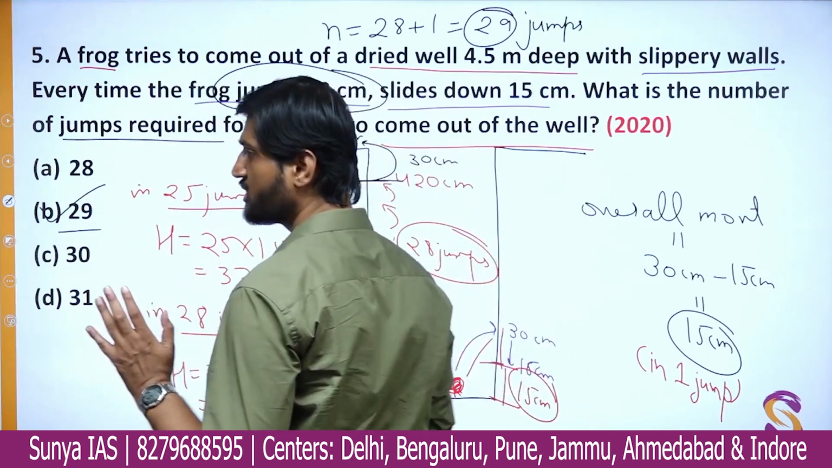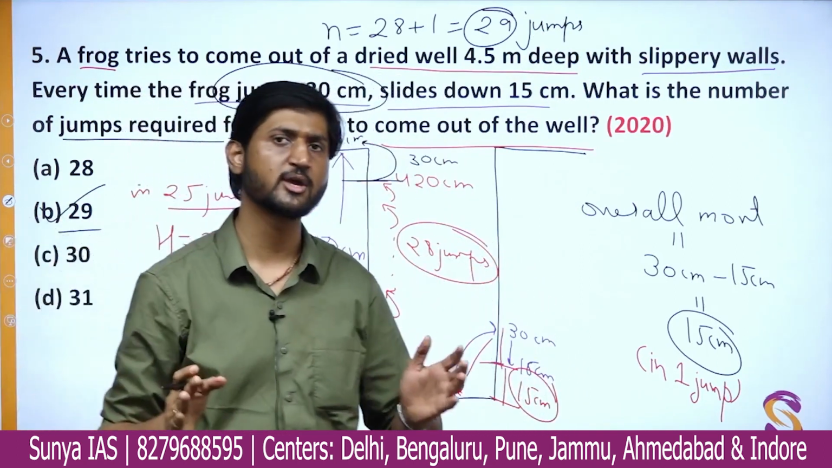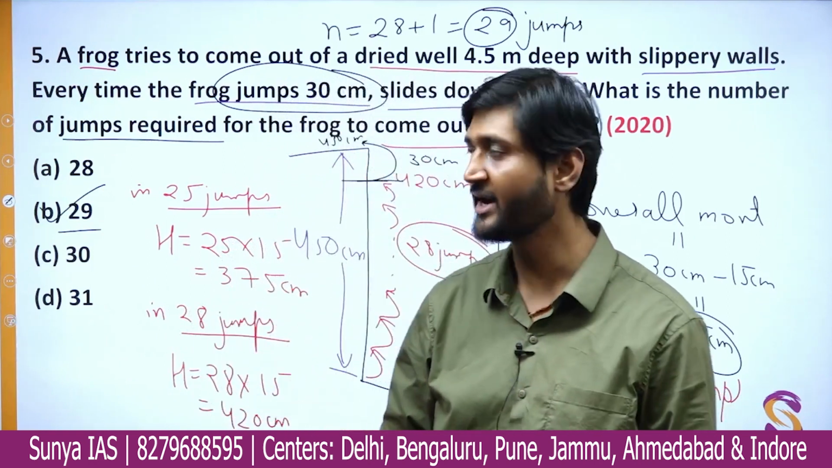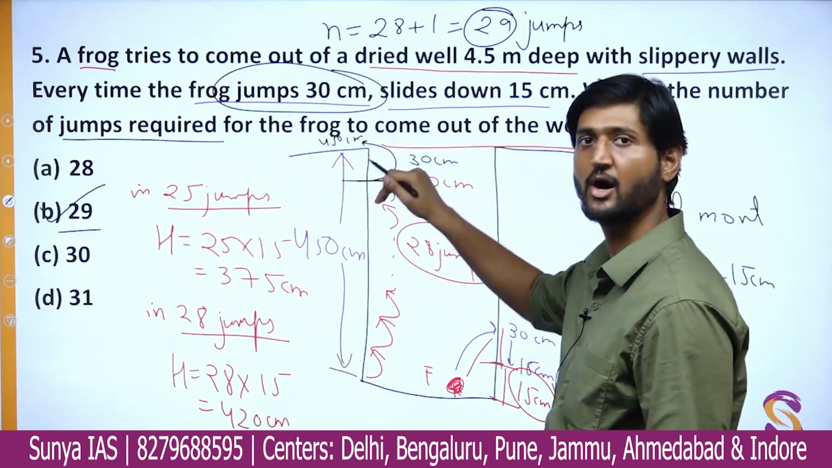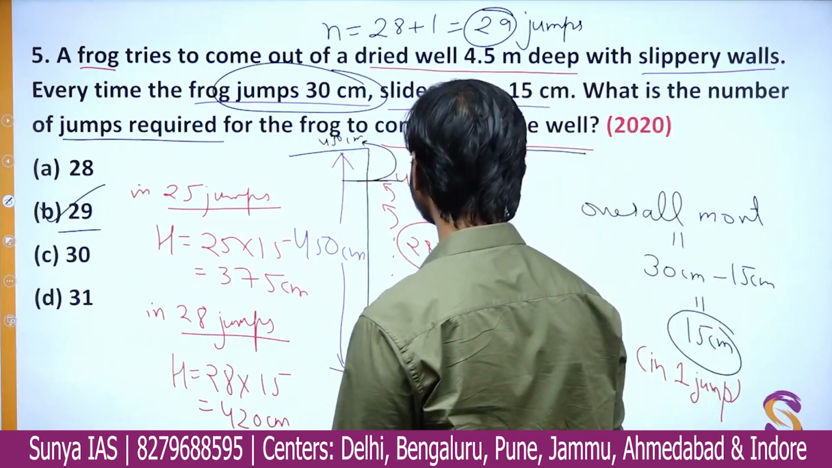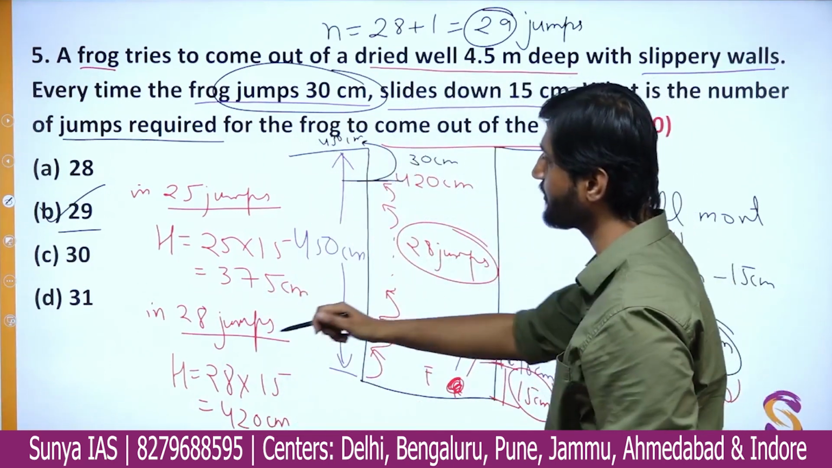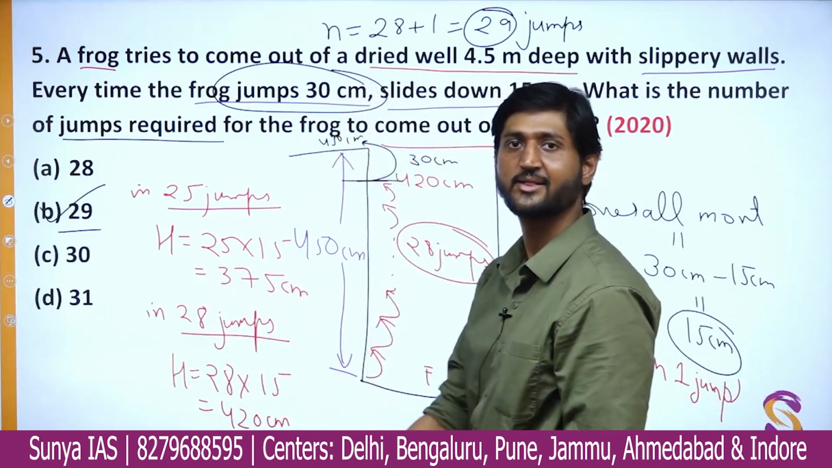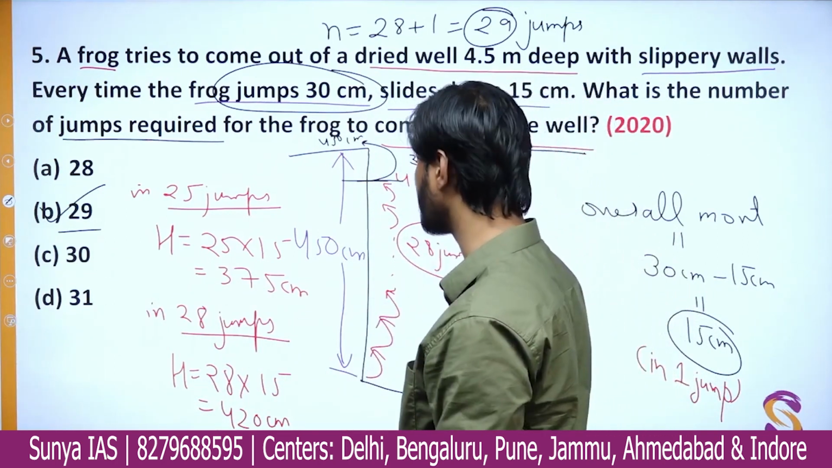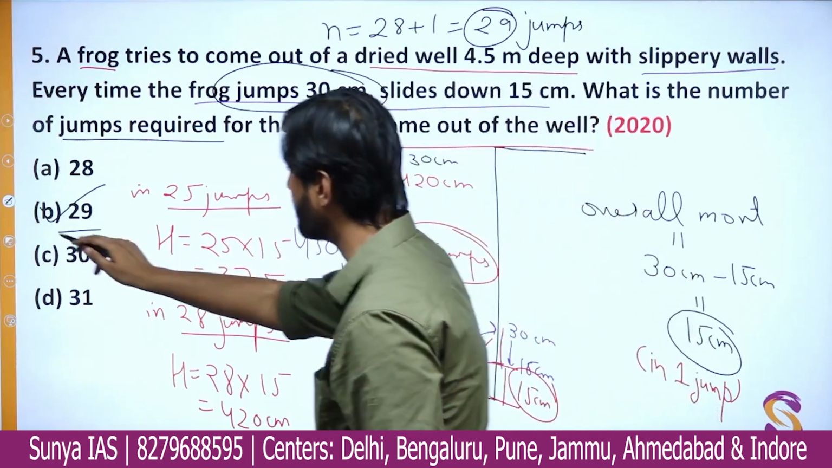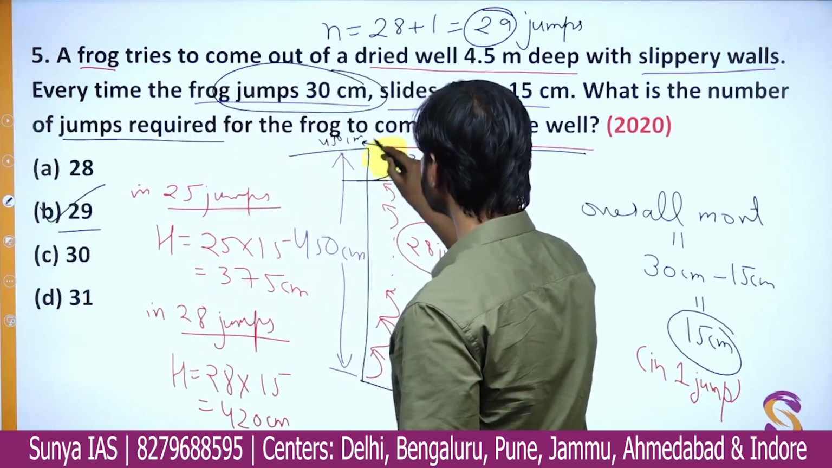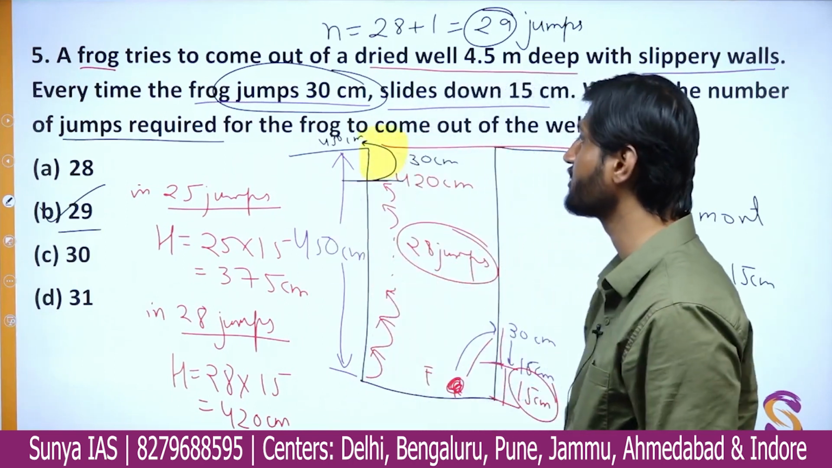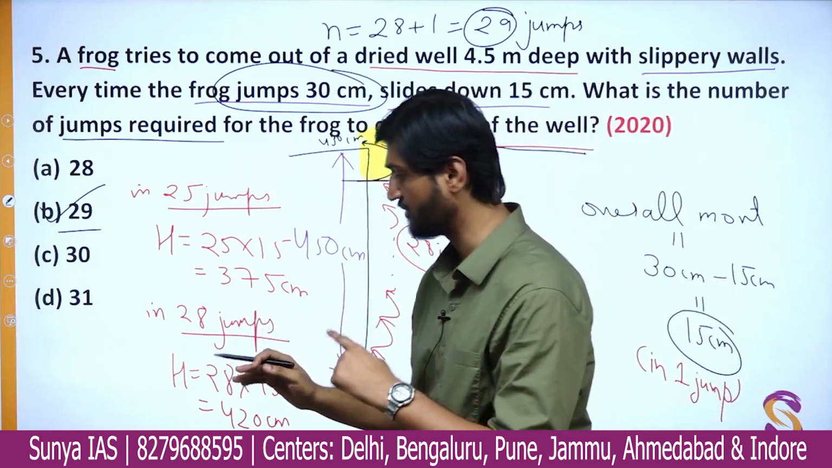So here as you can see, there is no approach, no equation making. The question is quite random, right? And you have to just be aware that in the last jump he will not slide down again. If you assume that he will slide down, what will happen? You will get the wrong answer of 30. That is not the case. So be careful in this particular question, in this very part. Okay, in the last one he will just directly jump out of the well and not slip down. So that is the idea of question number 5.